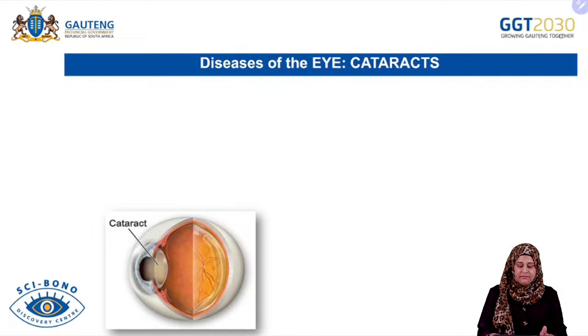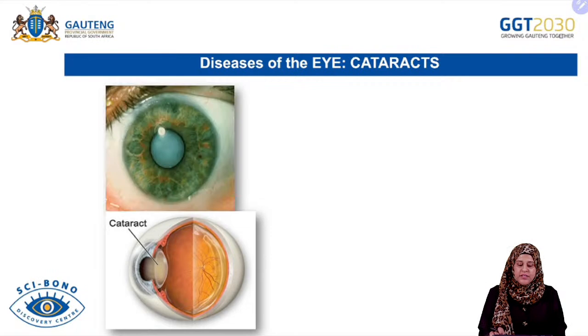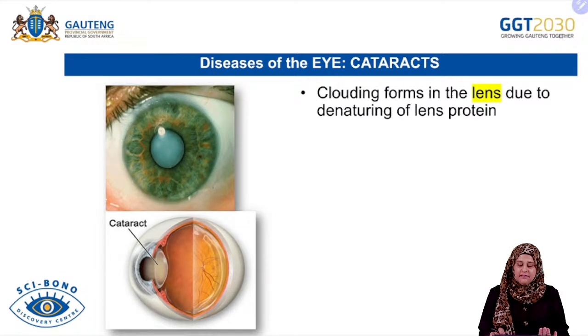Okay? The other disease is called a cataract. Now, you need to understand here, right, what a cataract is. A cataract forms a clouding on the lens. Now, guys, the focus point here is the lens. When we had this question one year in the exam, learners were speaking about clouding of the cornea, clouding of the pupil, right?